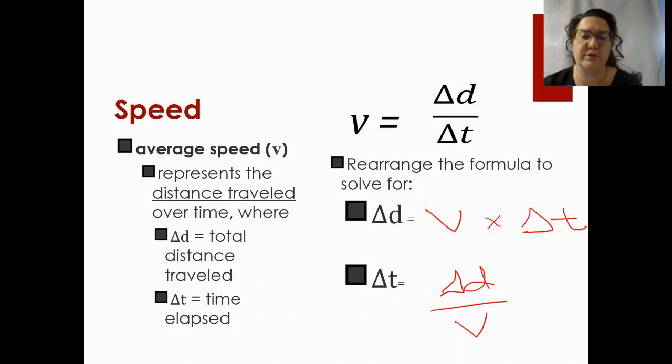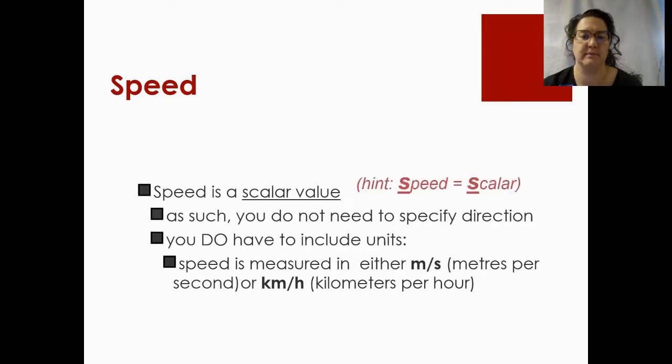And so with that equation rearranged, we can find in any equation the distance traveled, the time elapsed during travel, or the average speed. Speed is a scalar value, which means we don't need to imply direction, but we do need to include units. We don't need positive or negative, north, south, east, or west. But we want to include the units, either meters per second or kilometers per hour, which will typically be the two that we're going to work with.